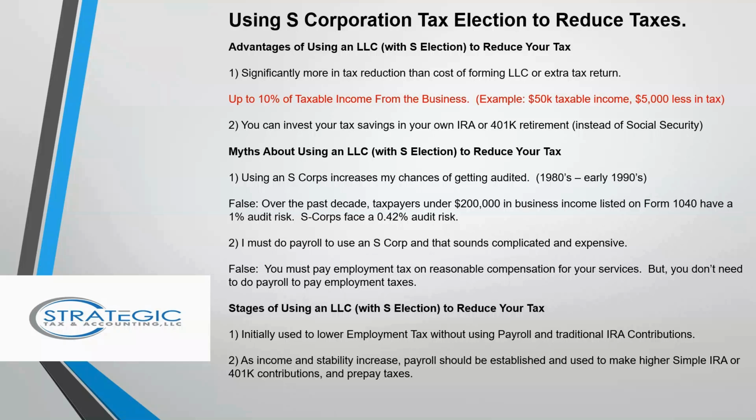Well, there's a lot of older CPAs who are scared of S corporations, and they would tell you that you're increasing your chances of getting audited. But that has not been true for a long time. In fact, it decreases your chances of getting audited. Over the past decade, taxpayers with up to $200,000 of business income that they've been listing on their Form 1040 and Schedule C have about a 1% audit risk, whereas S corps with the same income face about a 0.42% audit risk. So less than half of the chance of getting audited using an S corp than you are just being an individual and putting it on your Schedule C.